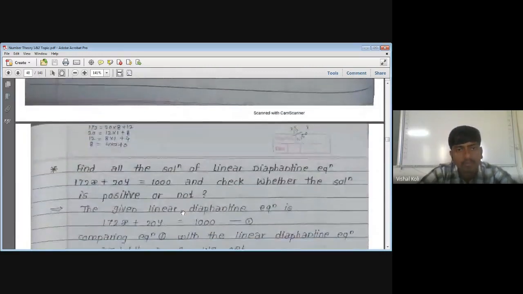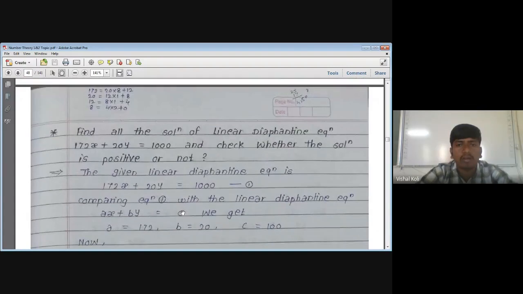Now find all the solutions of the linear Diophantine equation 172x plus 20y is equal to 1000 and check whether the solution is positive or not. Here first we have to see whether the given linear Diophantine equation has a solution or not, and if it has a solution then we have to find all the solutions of that equation, that is 172x plus 20y equal to 1000. After that we have to check whether the solution is positive or not.